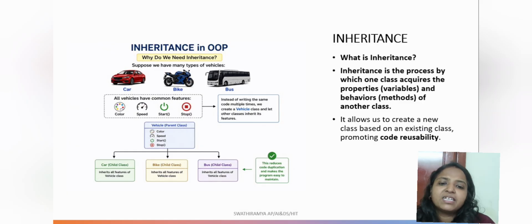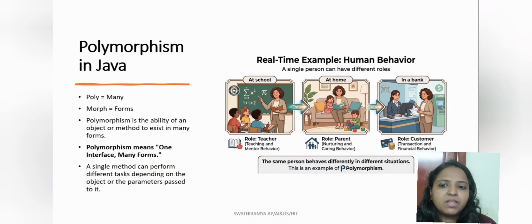So we will move to the next concept, called polymorphism. The word polymorphism comes from two words: poly means many, and morph means form. So polymorphism literally means taking many forms. In Java, polymorphism means that the same method or interface can have different behavior depending on the situation.